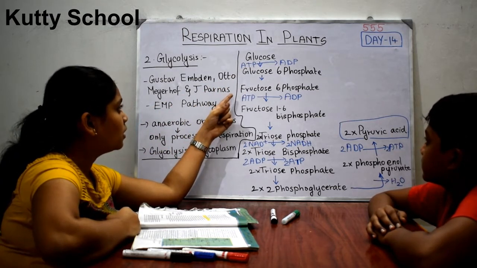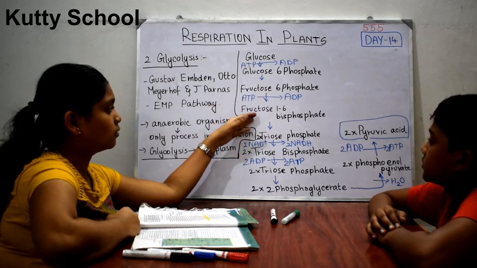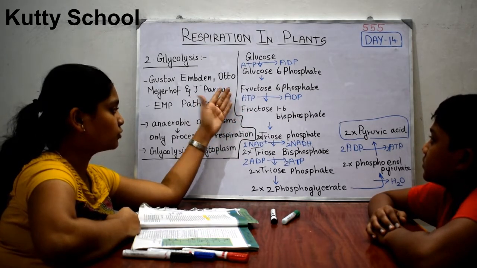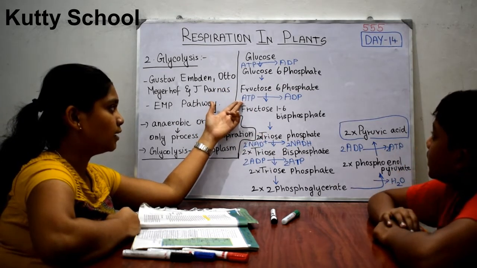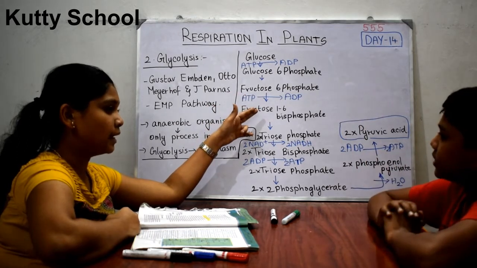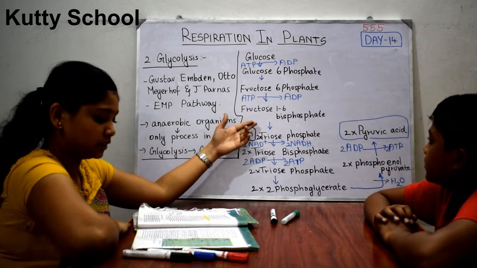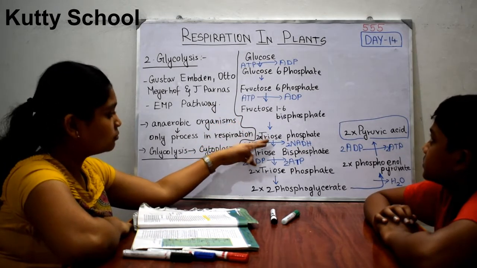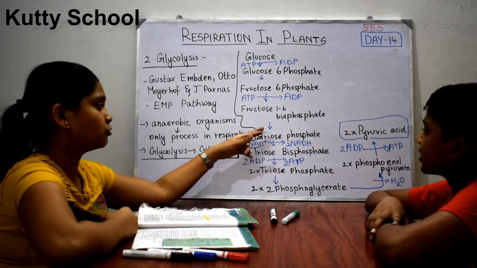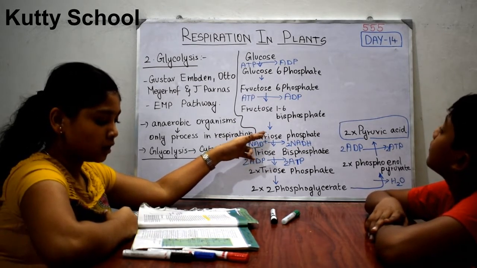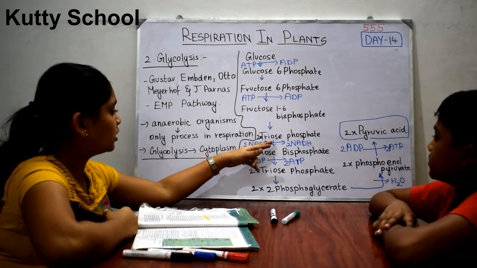Fructose 6-phosphate produces fructose 1,6-bisphosphate, again by the use of ATP, one ATP to ADP. This fructose 1,6-bisphosphate becomes 2 into triose phosphate. There are various triose phosphates: glyceraldehyde 3-phosphate and dihydroxyacetone phosphate.